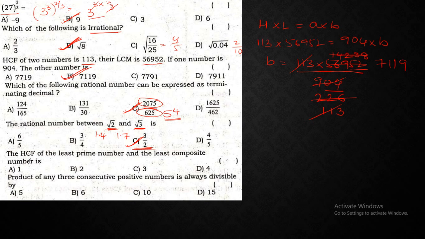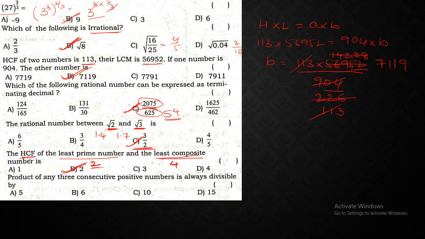The HCF of the least prime number and the least composite number is? So what is the least prime number? The least prime number is 2. What is the least composite number? 1 is neither prime nor composite. Next is 4. So 2 and 4 are the given numbers indirectly. So what is he asking? HCF. So HCF of 2 and 4 is 2. So the answer is 2.